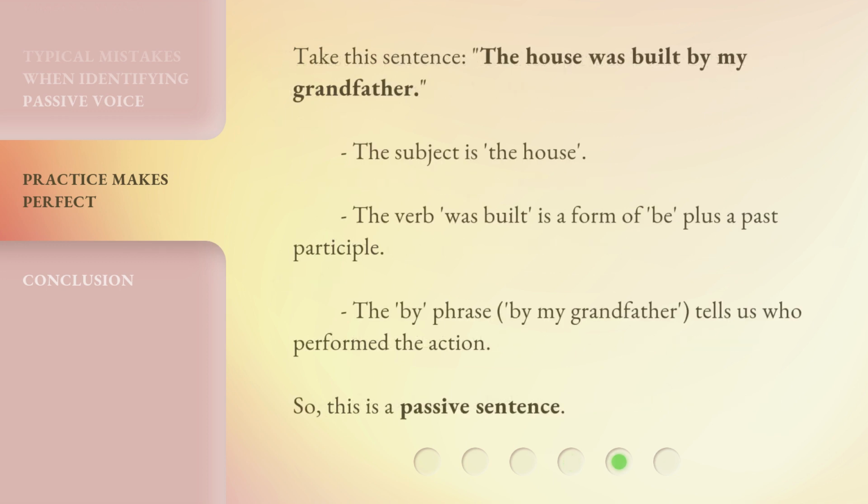Take this sentence: "The house was built by my grandfather." The subject is the house. The verb was built is a form of be plus a past participle. The by phrase, "by my grandfather," tells us who performed the action. So, this is a passive sentence.